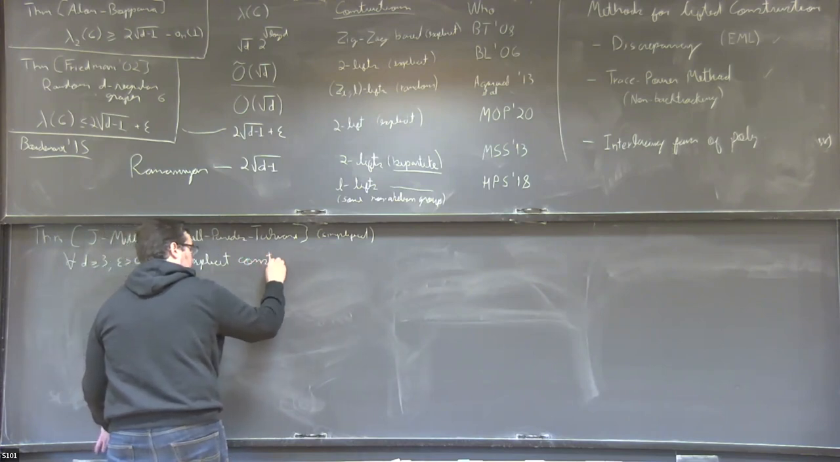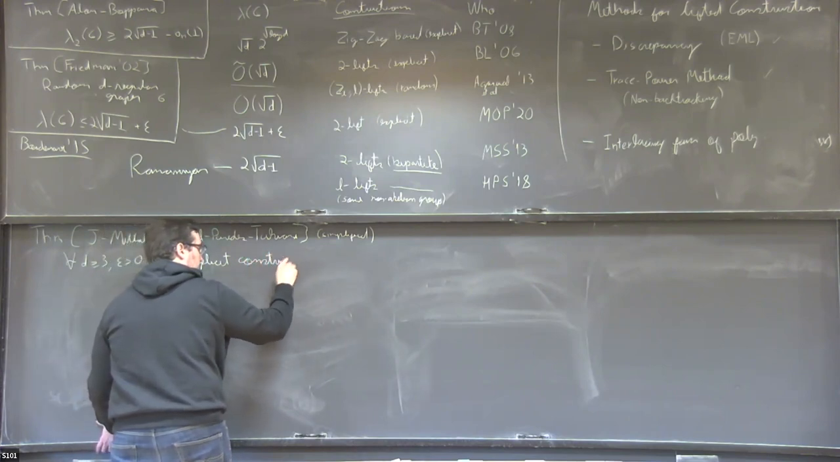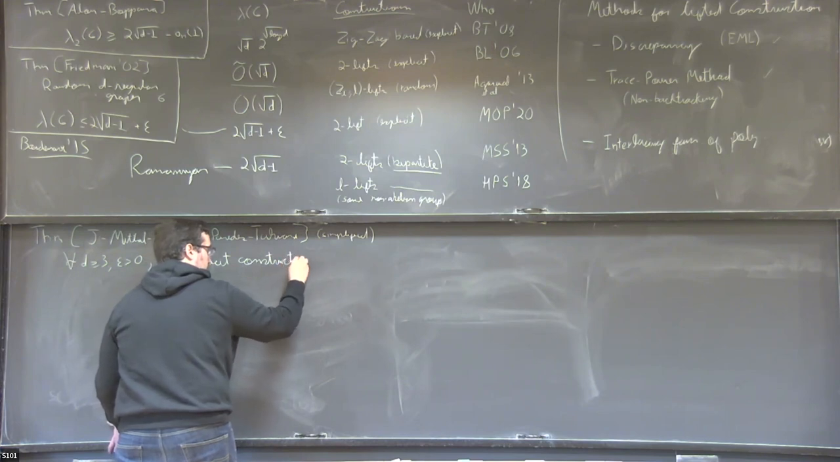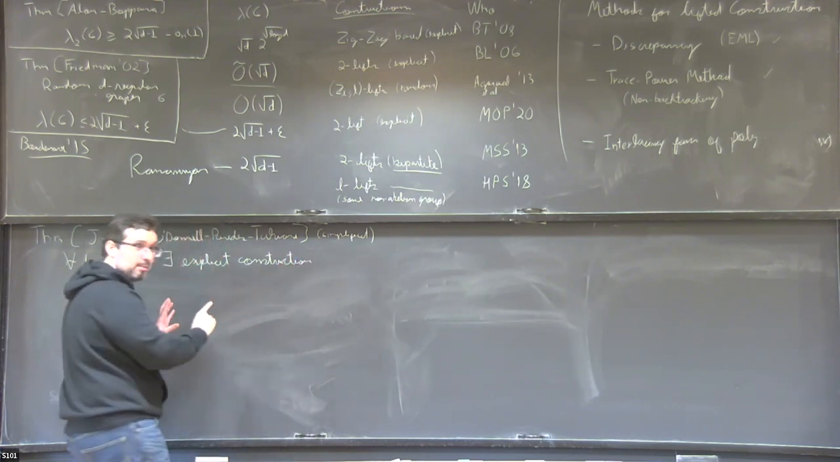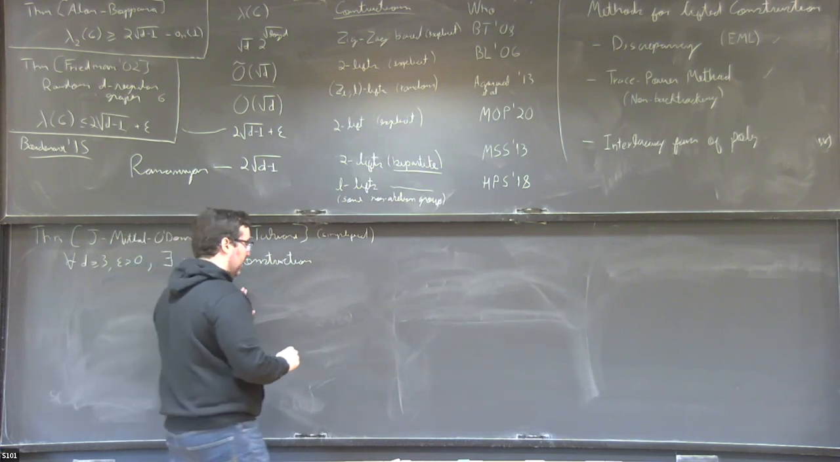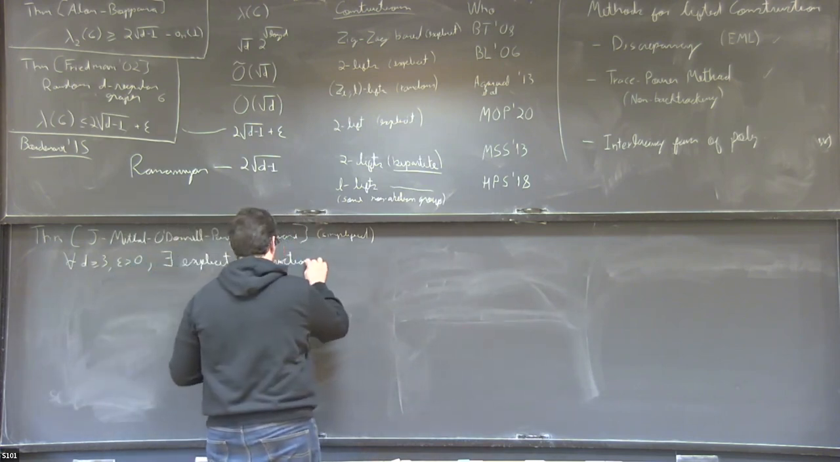And it's explicit for computer scientists. It's polynomial time in the size of the final graph. So it's a very bad explicit. It's not good for some computer scientists.